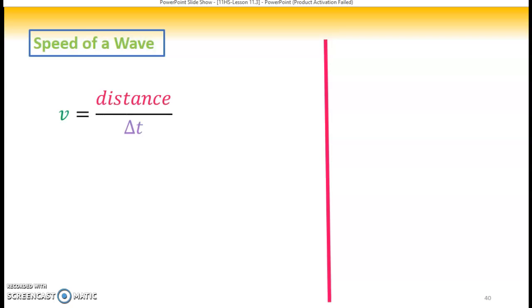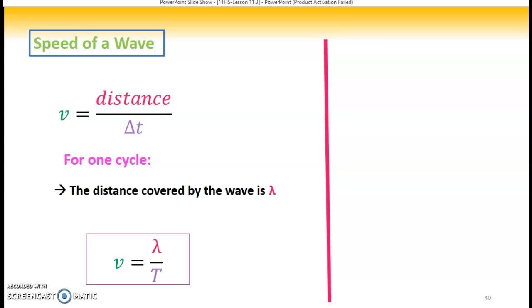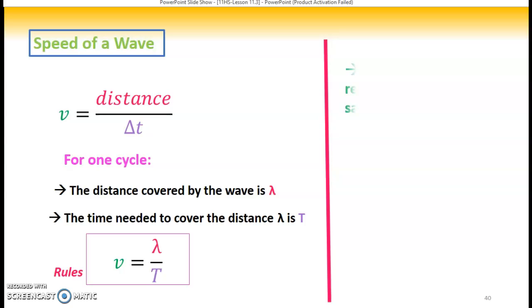Speed of a wave. So far we know one formula for calculating the speed of a wave. Now we need to prove this other formula, V equal lambda over period. We know that for one cycle of a wave, the total distance covered by the wave is equivalent to lambda. And the time needed to cover the distance lambda is the period. So if we substitute distance by lambda and duration by period, we get the following formula.